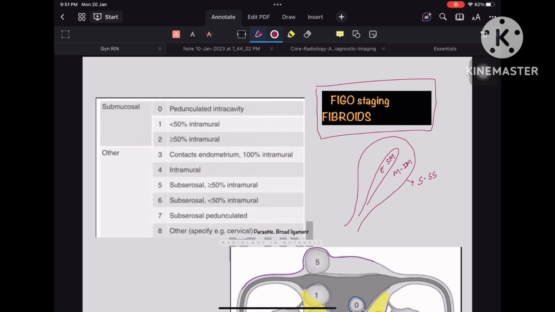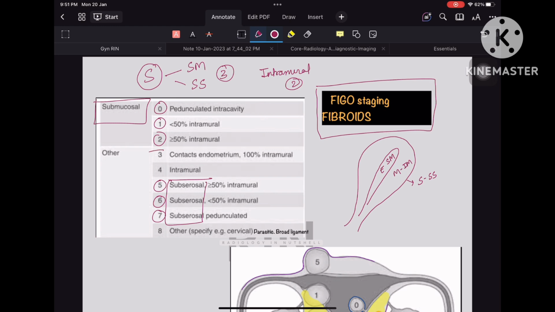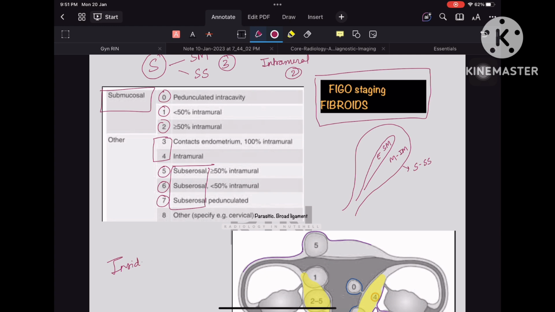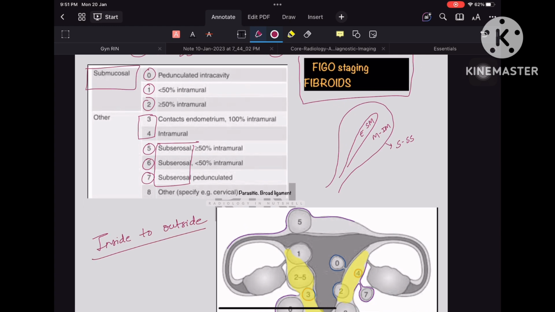So when we talk about different names of the fibroids, the ones that start with letter S, that is submucosal and subserosal, are given 3 digits. Submucosal is given 0, 1, 2, and subserosal is given 5, 6, 7 numbers, whereas in between them, that is intramural, is given only 2 digits, that is 3 and 4. How to remember each digit and how much percentage of myometrium or serosa is involved, let us learn with the help of a diagram and using an approach called inside to outside approach.